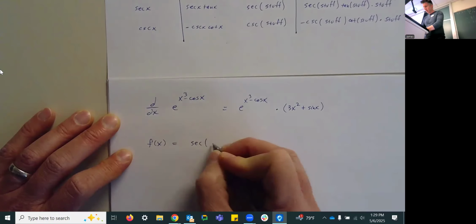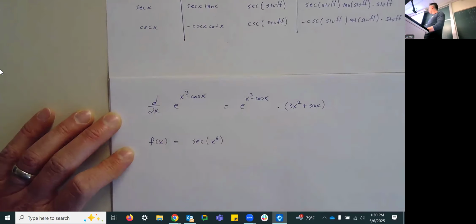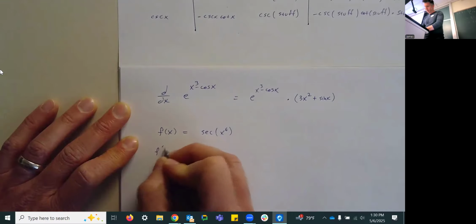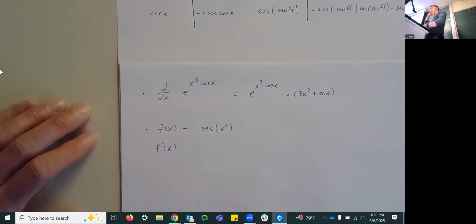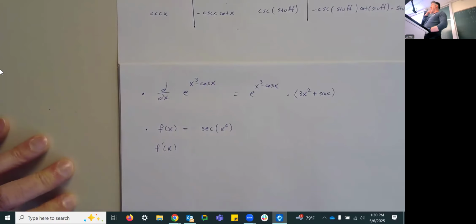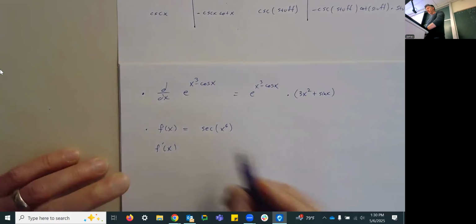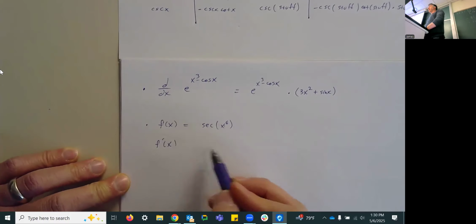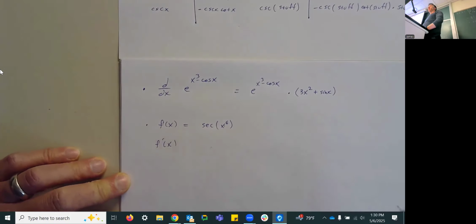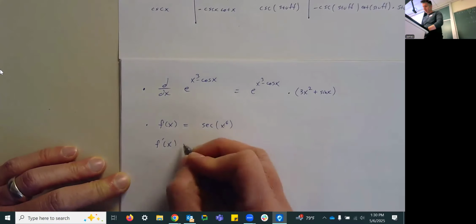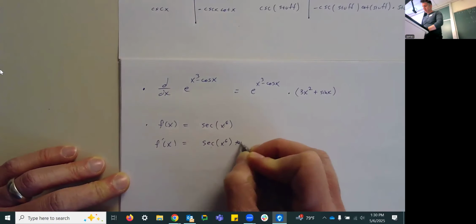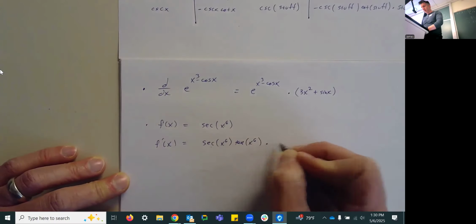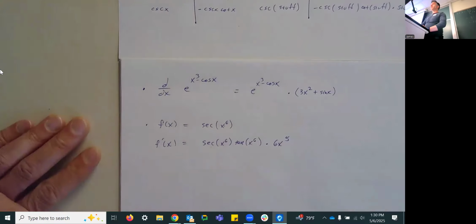Or for one more example, if my function is, say, secant of x to the 6th power, I know my derivative is going to be, well, again, what I'm actually saying in my head is I know the derivative of secant of x is secant of x times tangent of x. So the derivative of secant of that is going to be secant of that times tangent of that, then multiplied by the derivative of that thing. So my derivative here is going to be secant of my stuff times tangent of my stuff. Then we multiply by the derivative of the stuff.